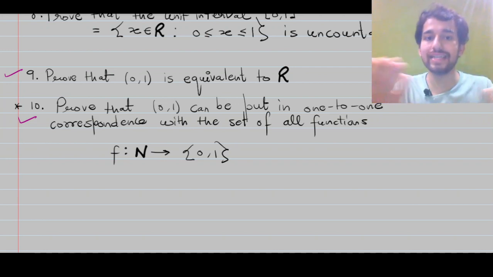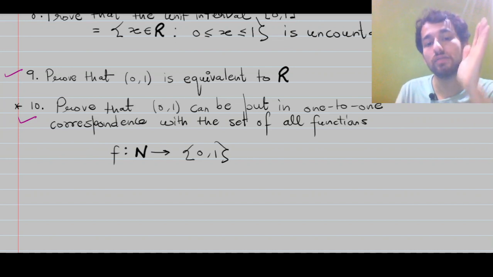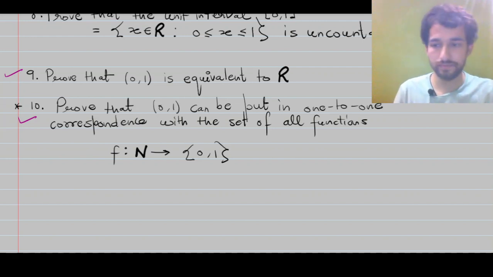And from the above exercises, we know that this open interval (0, 1) is uncountable. So the collection of all such maps which are defined from the set of natural numbers to the set consisting of two elements, 0 and 1, is uncountable.